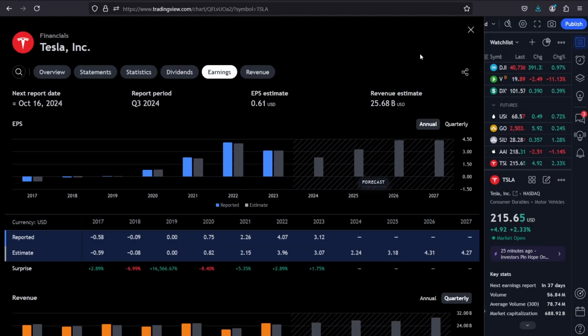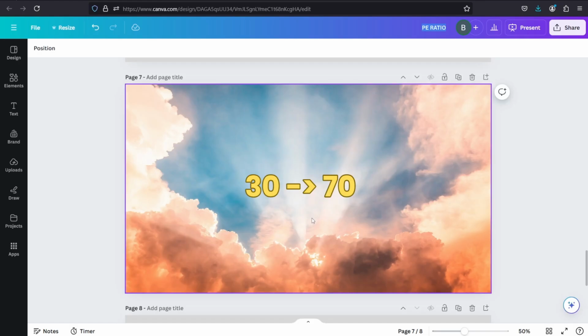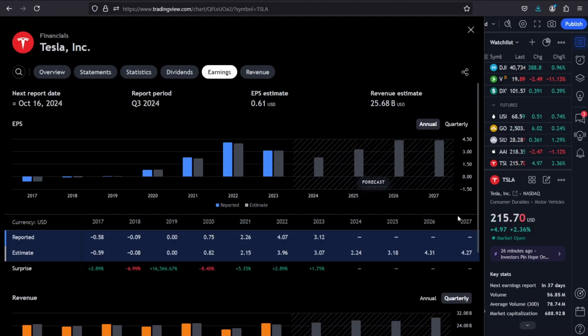Let's take a look at another example. Tesla. How do I know if I want to buy Tesla for the next year, next 2 years, next 3 years? I take Tesla's current share price, 215.65, divide that by $3.18. That's their forecast for next year. 215.65 divided by $3.18 gives you a PE ratio of 67, and that is just barely within that window, but that validates Tesla being a good buy right now.